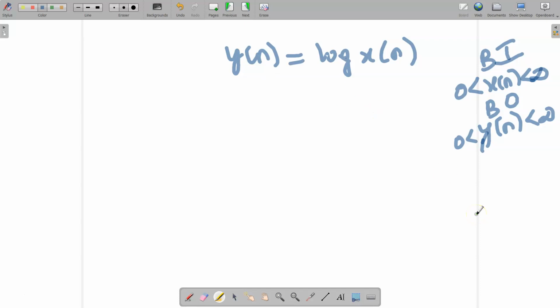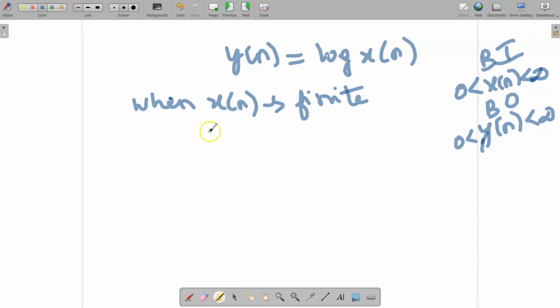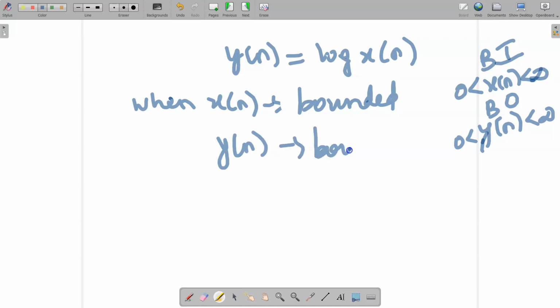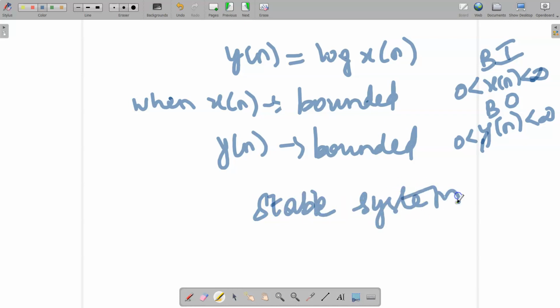So write the statement that when x of n is finite, or bounded, y of n is also bounded. When x of n is bounded, y of n is also bounded. Therefore, the given system is said to be a stable system.